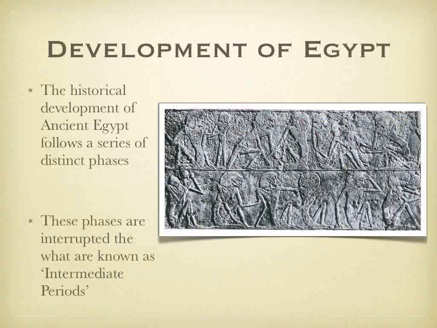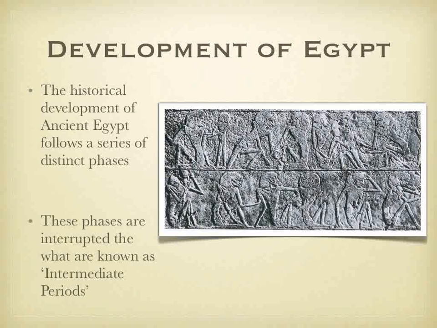So now, the development of Egypt throughout these distinct phases, they had small periods in between known as the intermediate periods. These intermediate periods are basically where civilization collapses or civilization is turned upside down. Not so much collapses, just changes in a really massive way.